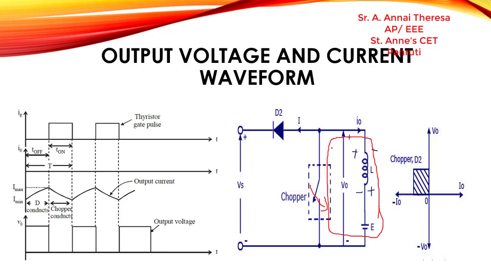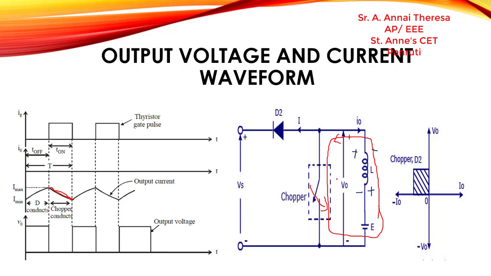Okay, it drives the current like this. So the inductor charges from positive to negative, so the output current is negative. See here, when the switch is on, this is the on condition. When the switch is on, the output current is increasing in the negative direction. Okay, so it is increasing like this, in the negative direction it is increasing.